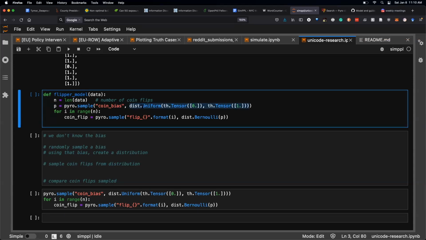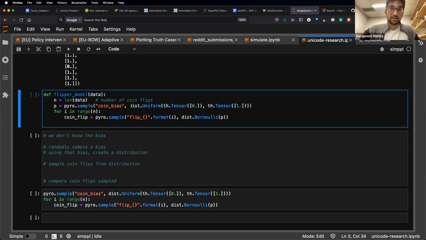Okay. So we know that the coin bias can take any value from 0 to 1, right? Which is the probability of flipping heads or tails. And that's what we're doing, is saying place a uniform probability over all possible values from 0 to 1.